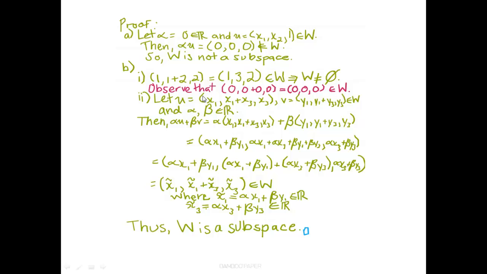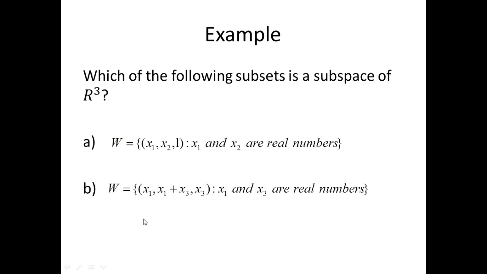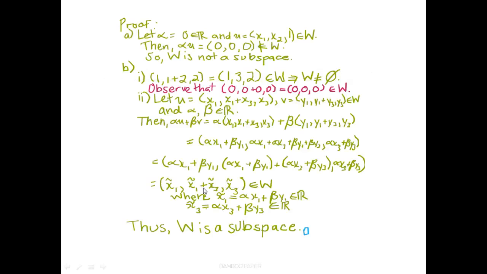Okay, let's look at the second example. Again, observe the second example. A set of all triples where the first component is a real number, the third component is a real number, and the second component is the sum of the first and the third components. So 1, 1 plus 2, 2, which is 1, 3, 2, is an element in W.